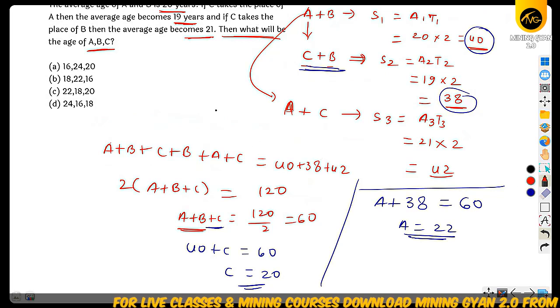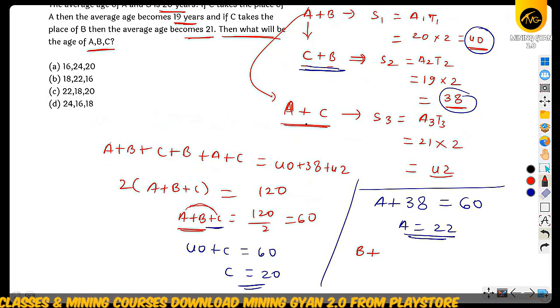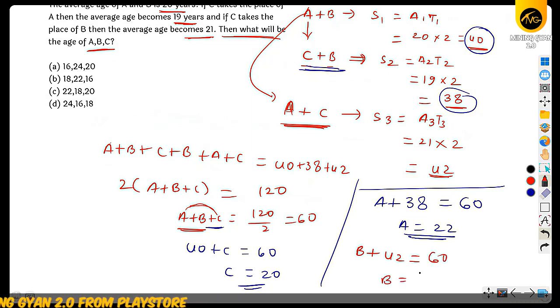Now similarly, we have to find out the age of B. Now the age of B, B plus the age of A and C, that is 42. We can replace it: B plus 42 is equal to 60. Now B is equal to 60 minus 42, that will be 18. So the age of B is 18.